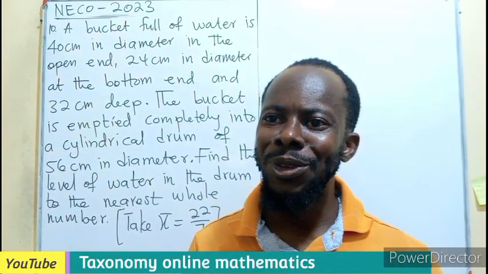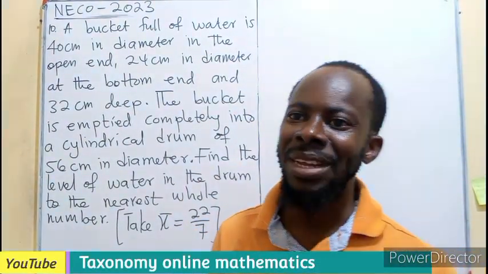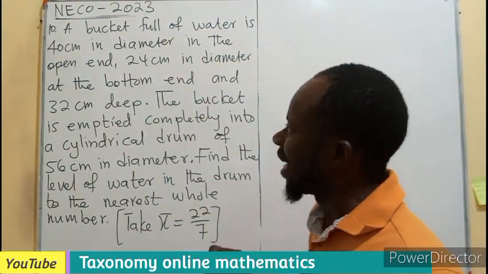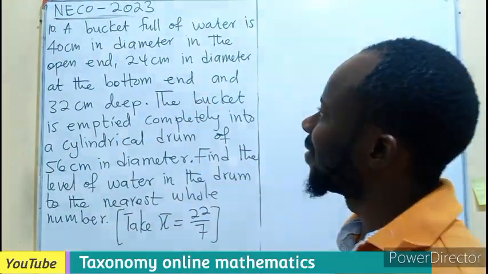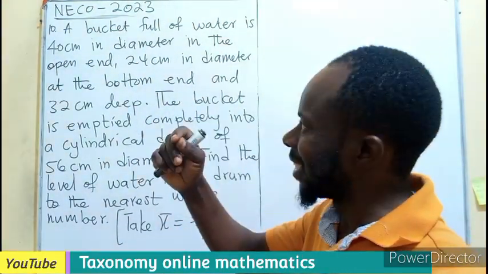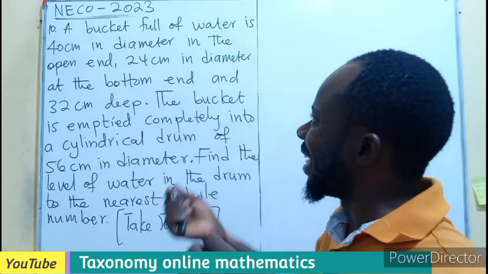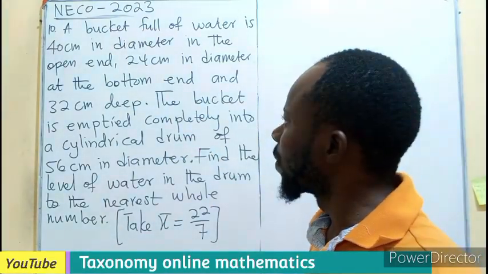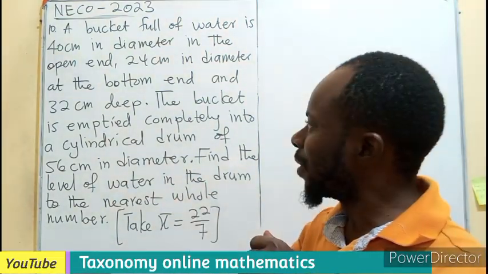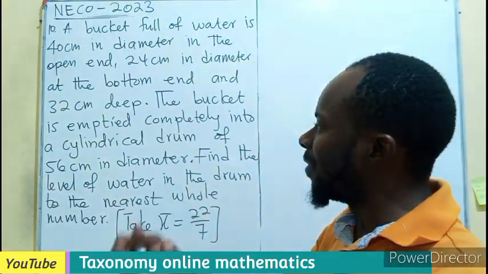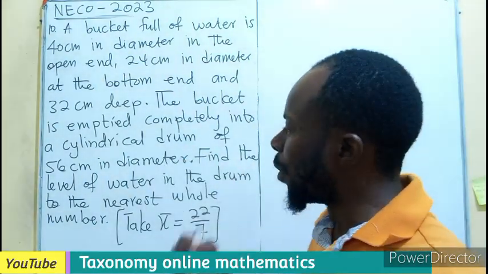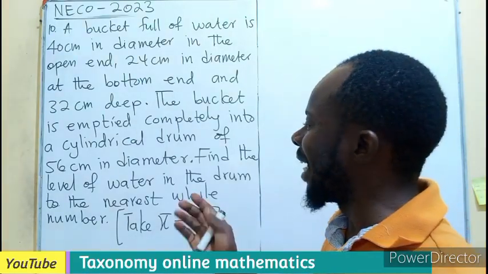Hello, NECO 2023, question number 10, section B. A bucket full of water is 40 centimeters in diameter at the open end, 24 centimeters in diameter at the bottom end, and 32 centimeters deep.